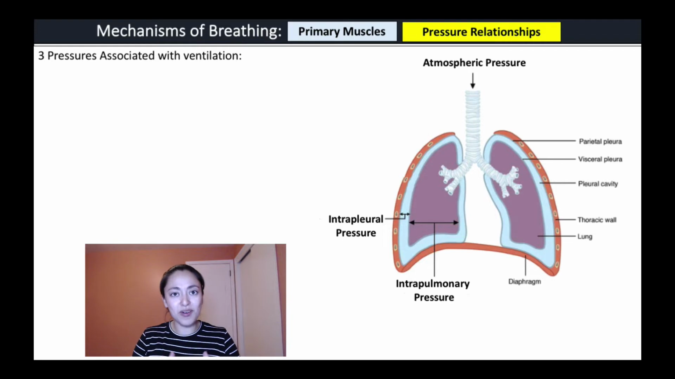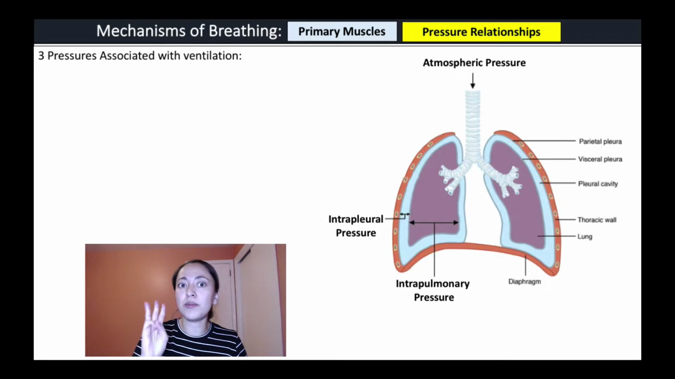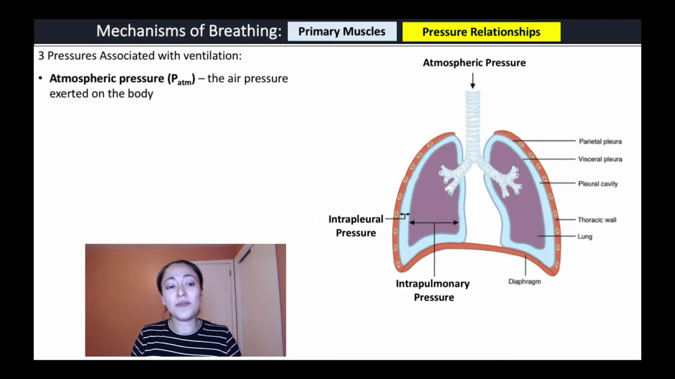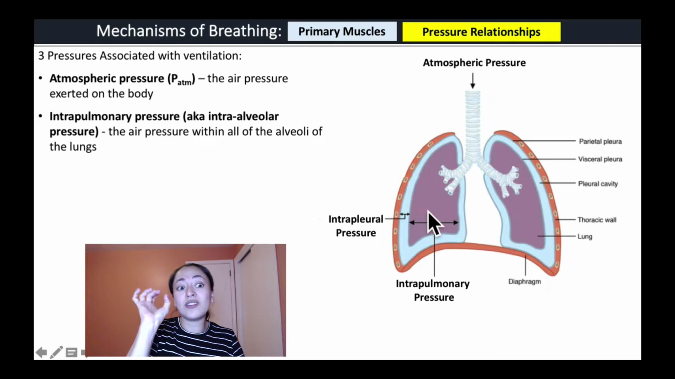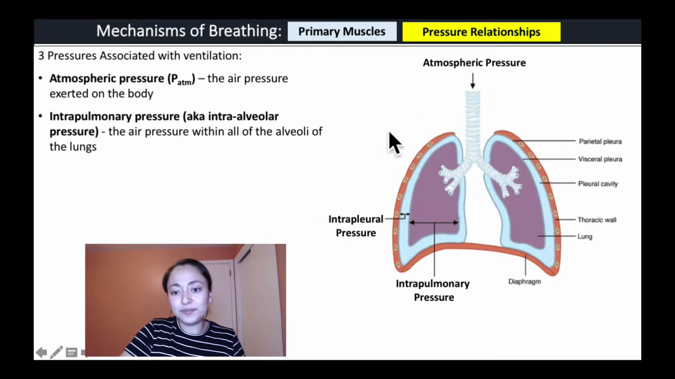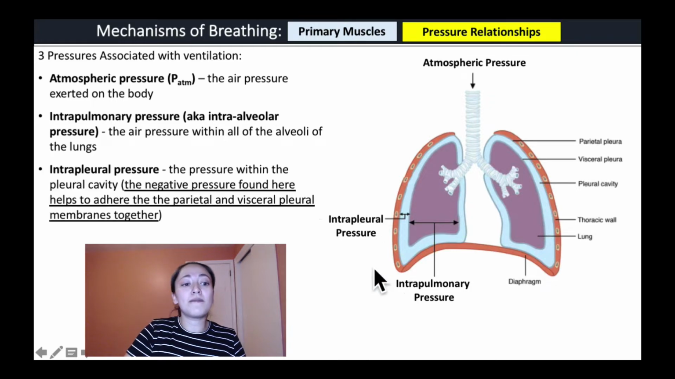Now that you can define pressure and you understand how volume affects pressure, let's look at the 3 important types of pressure that are associated with breathing or ventilation. The first is the atmospheric pressure. This is the air pressure exerted on the body, so it's the air pressure that surrounds you. Second is the intrapulmonary pressure, also known as the intraalveolar pressure. This is the air pressure actually within your lungs, specifically within the alveoli or the little air sacs within your lungs. The third really important pressure involved in breathing is called the intrapleural pressure.